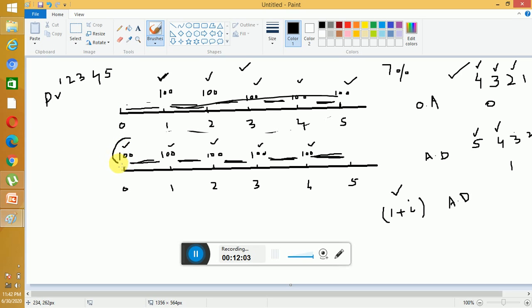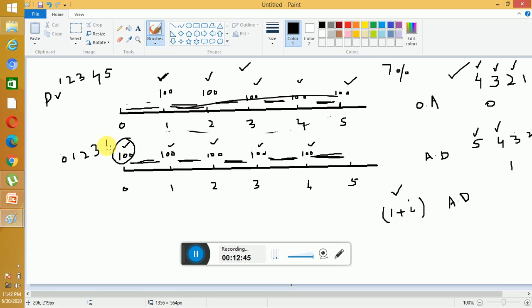Now check this, annuity due 100. See, this is present, so there is no need to calculate the present value of this 100. So it will be discounted 0 times. The second one will be discounted 1 time. The third one will be discounted 2 times. This 100 will be discounted 3 times. And the last one will be discounted 4 times.